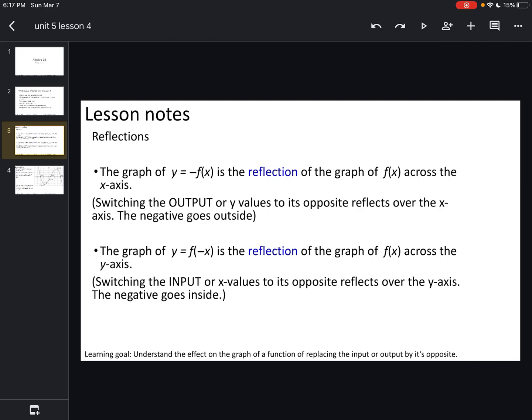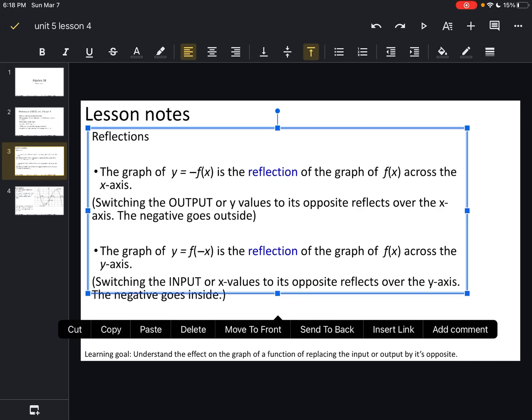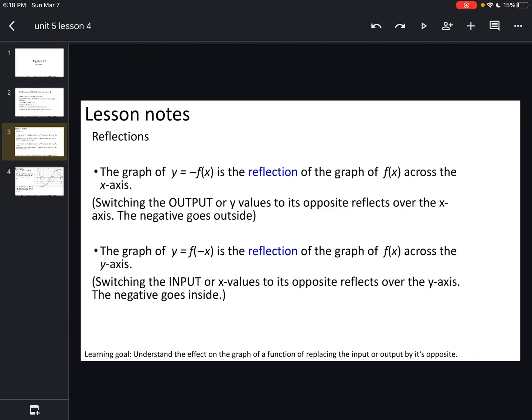And you can see here, the only thing we have to worry about with reflections is where we put the negative sign. If I'm reflecting over the x-axis, which is the first one up here, then I'm switching the output, or the y values, to its opposite. The negative goes outside the parentheses. So when I'm flipping over the x-axis, the y values change to its opposite, and the negative goes outside.